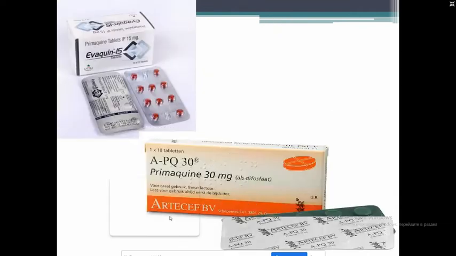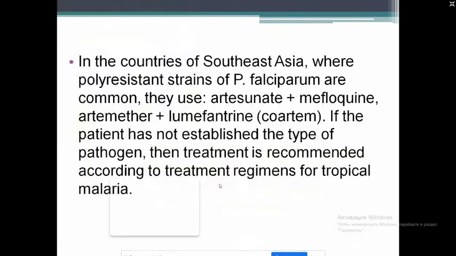On the slide, you can see some drugs for treatment, dear students. Primaquine, dear students. Histotropic drugs. Here, please, primaquine. Please, student groups number 26, 25, write in our chat.